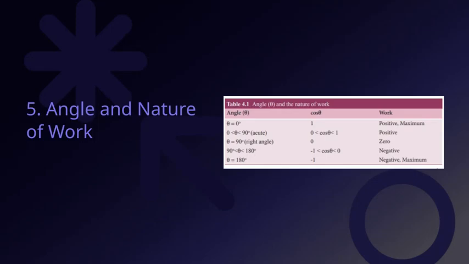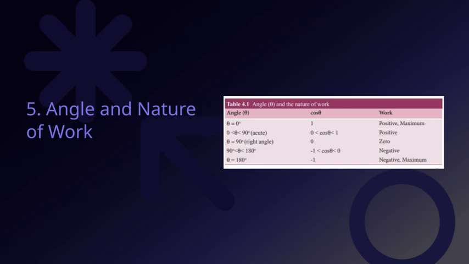Let's take a closer look at the angle and nature of work. This aspect is crucial because it directly influences how tasks are approached and executed. The angle refers to the perspective or orientation from which work is tackled, which can vary depending on goals, team dynamics, or organizational priorities. The nature of work, on the other hand, describes the core characteristics of the tasks themselves, whether they are routine, innovative, collaborative, or independent.